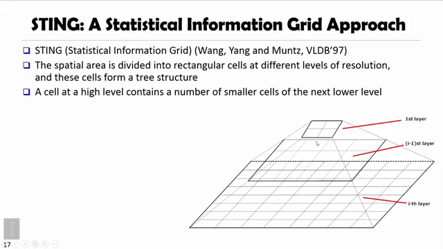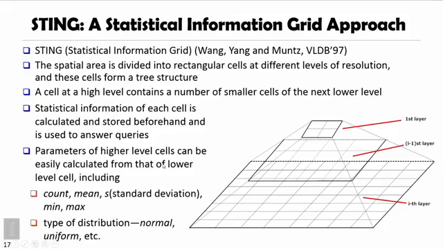Then these cells actually form a tree structure. That means each cell at a higher layer actually stores a summary of a set of cells at the lower level. That means a cell at a higher level contains a number of smaller cells of the next lower level. To that extent, it forms a hierarchical tree structure.